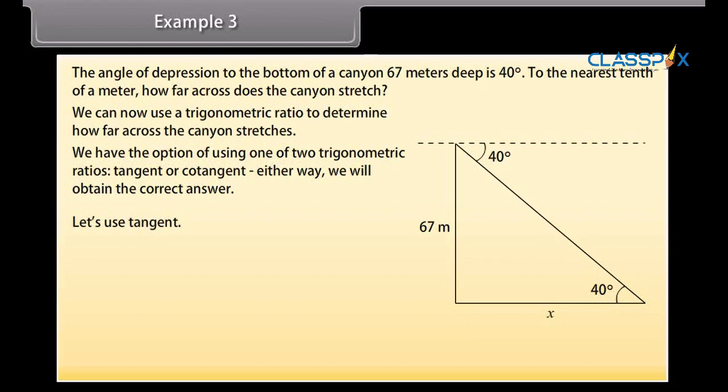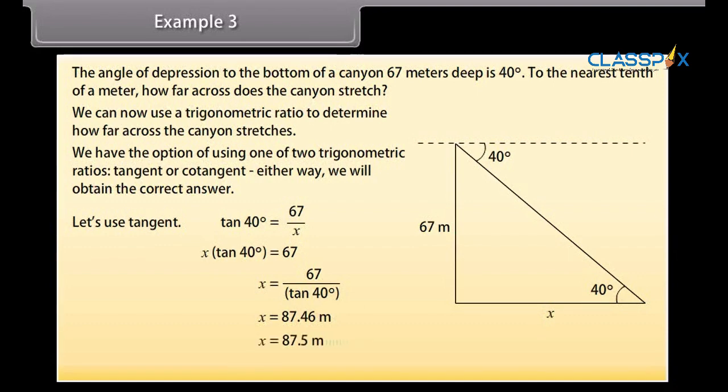Let's use tangent. Tan 40 degrees is equal to 67 upon x. x into tan 40 degrees is equal to 67. x is equal to 67 upon tan 40 degrees. x is equal to 87.46 meter. x is equal to 87.5 meter. Therefore, the canyon stretches 87.5 meter across.